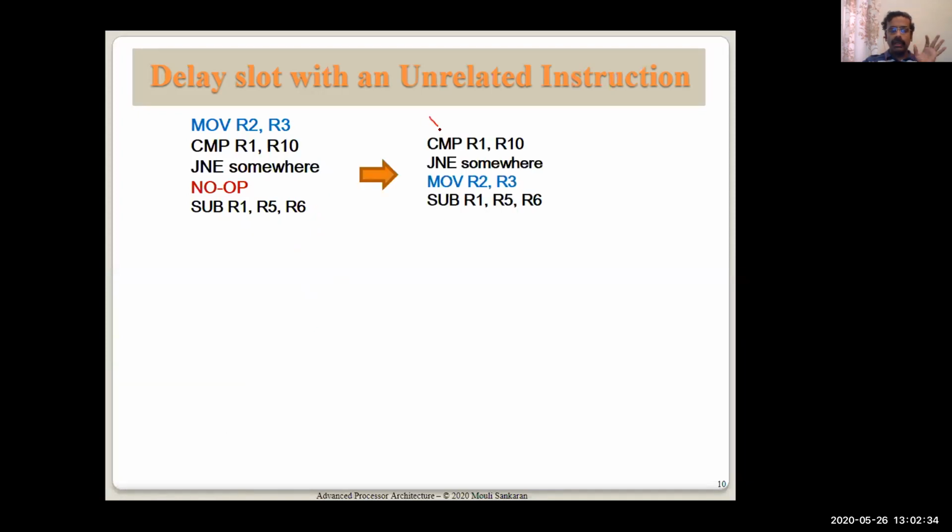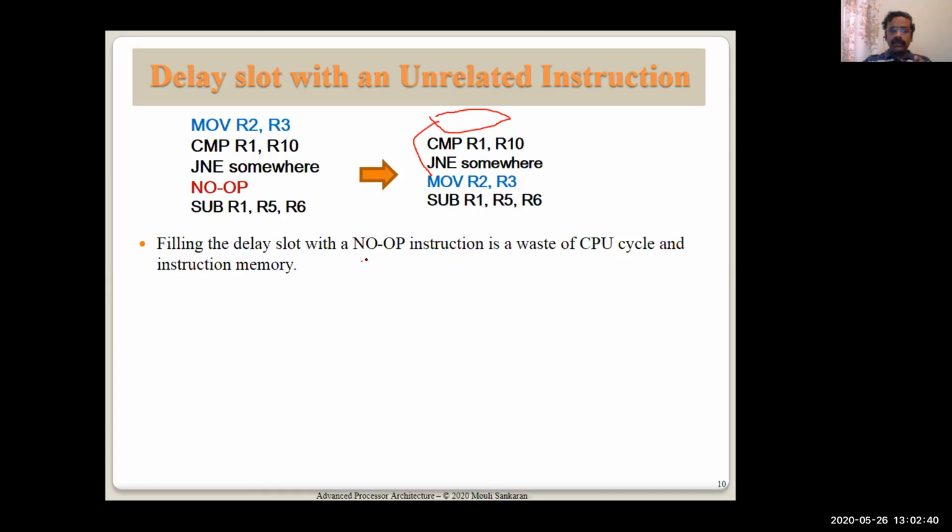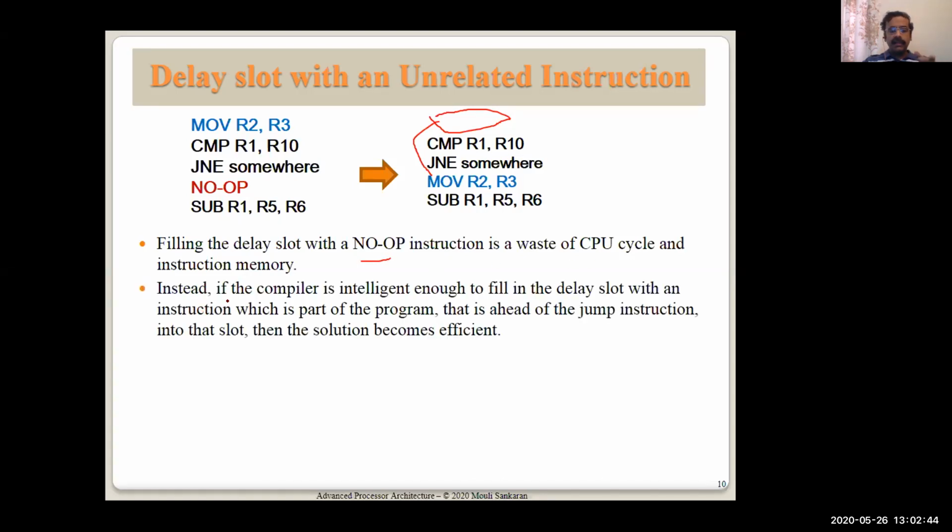So a compiler does it, not me. Compiler is doing this. Filling the delay slot with a no-op instruction is a waste of CPU cycle and instruction memory. Instead, if the compiler is intelligent enough to fill in the delay slot with an instruction which is part of the program, that is ahead of the jump instruction, ahead means I call this one into the slot, then the solution becomes efficient. Okay, I hope it is clear.